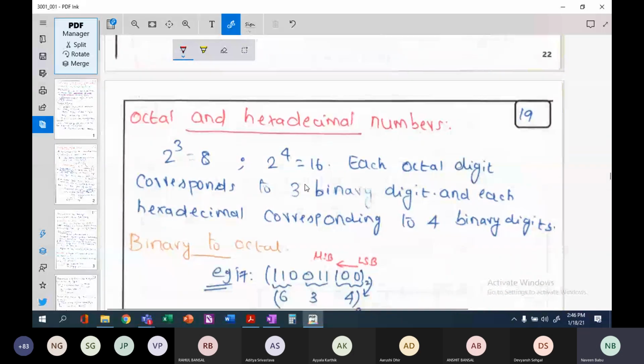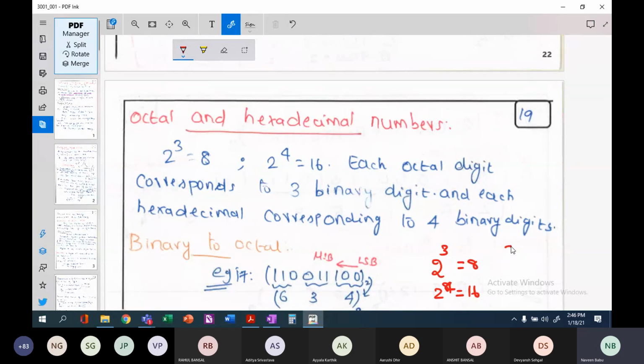Okay. Now handling the octal part. It is fairly simple to convert from octal to binary or binary to octal. You know why we are so much interested in octal and hexadecimal: because these are powers of 2. You know that 2 power 3 is 8, hence we are interested in octal. 2 power 4 is 16, hence we are interested in hexadecimal.